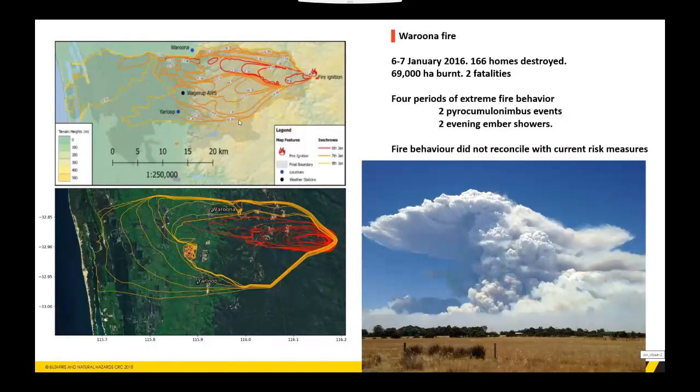So on the left-hand side in this plot, the top photograph or the top image shows the fire reconstruction that was done from a reconstruction of the fire information, and the lower plot is our simulation. So you can see there's a pretty good match for the reconstruction and the simulations, particularly when we account for the fact that once the fire hit the coastal plain, there was quite a lot of suppression activity that occurred.